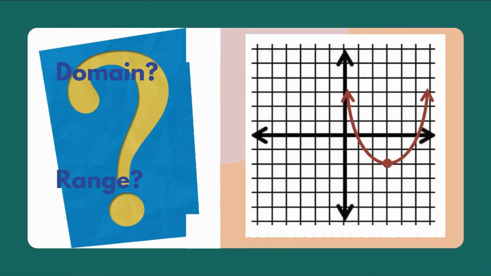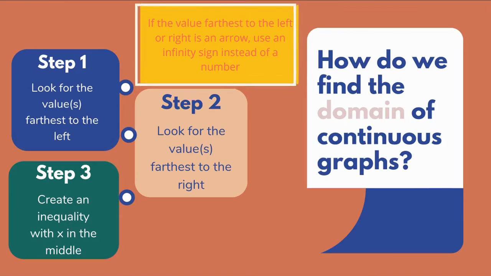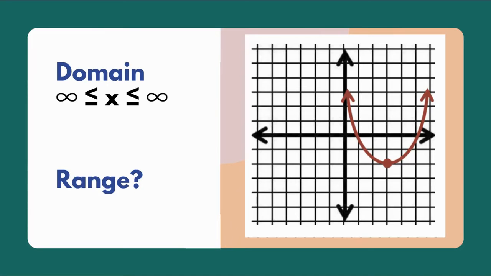In order to find the domain and range of this situation, we will follow the same steps as we did before, except we have an important note that we need to add here, which says that if the value furthest to the left or furthest to the right of my graph is an arrow, I will use an infinity sign instead of a number. So when I look at this graph, I notice that the point all the way to the left is an arrow. And I also notice that the point all the way to the right is another arrow. So I have an infinity sign on both sides of my graph.